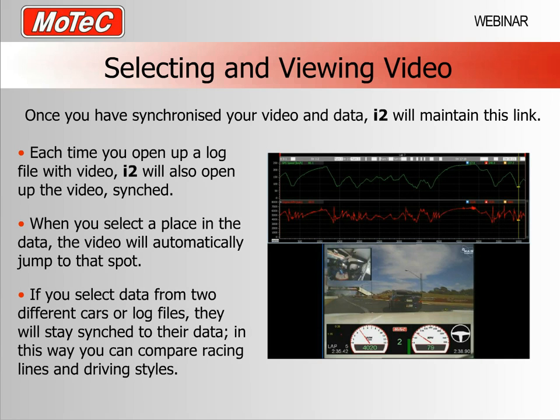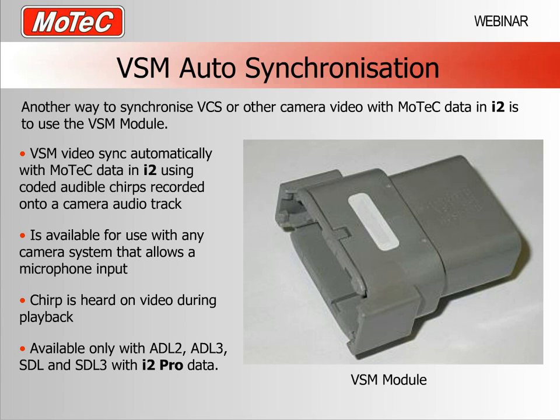Once you've synchronized the video and data, as I mentioned, the link will be maintained by i2, so that every time you open up the log file, i2 will also open the video and keep it synced. When you select a place in the data, it'll automatically jump to that spot, and if you select data from two different cars and two different log files, they'll stay synced to their own data. That way you can compare driving lines, styles, that sort of thing.